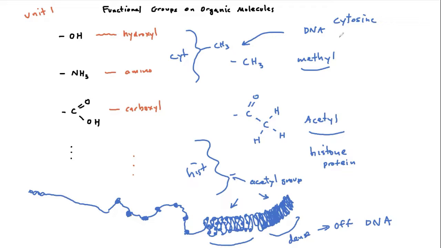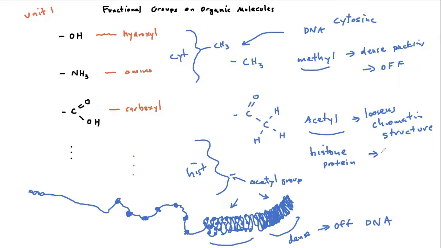And that's what's going on with methyl groups. So when you attach methyl groups, this is going to cause dense packing, in other words, tending to turn genes off. Whereas when you acetylate the histones, that tends to make the DNA pack even more loosely than this. And so this loosens chromatin structure, and it allows the transcription factors to enter. This is going to make things more active.